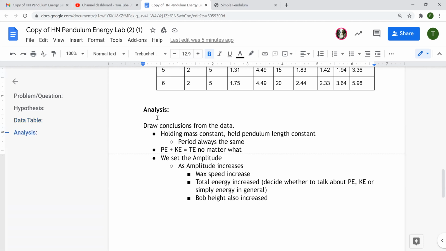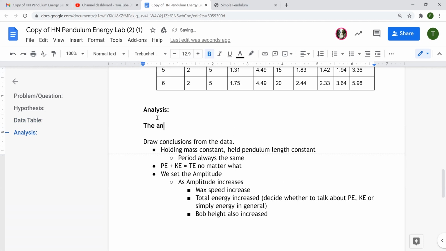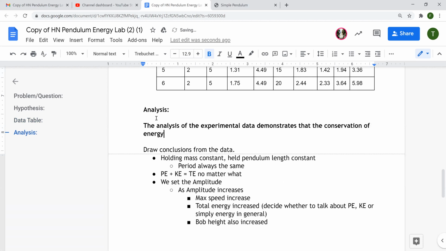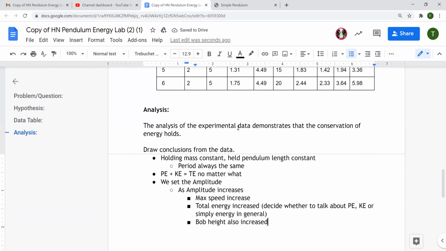So something that says the analysis of the data, experimental data, demonstrates that the conservation of energy holds. Either, and I like it there. You could also put something at the end, but I would include something like that. And you're welcome to use those words.